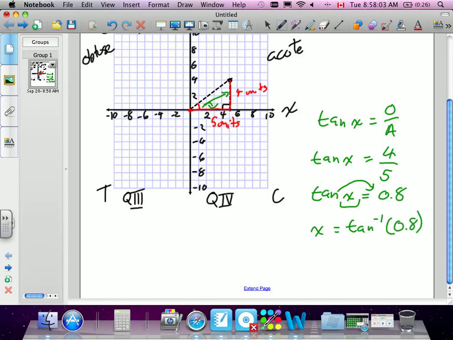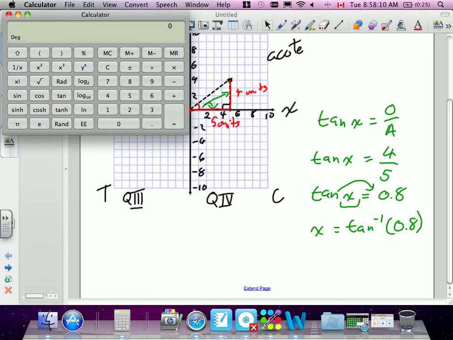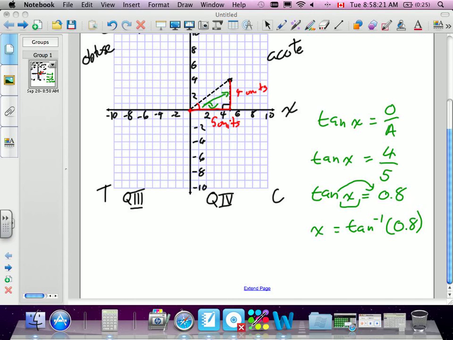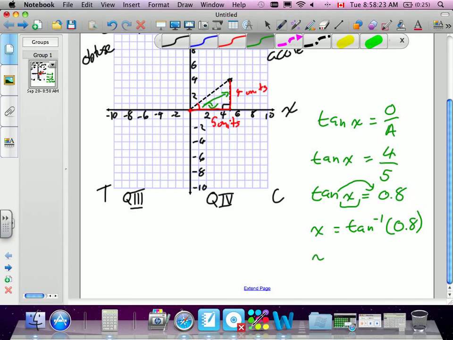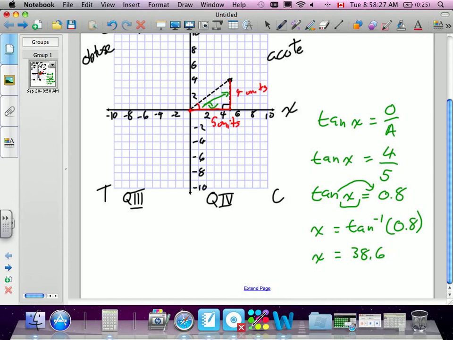So we take up the calculator. 0.8. And I'm looking for tangent to -1, so I have to hit shift. 38.65. So the angle we were looking for was 38.65 degrees.